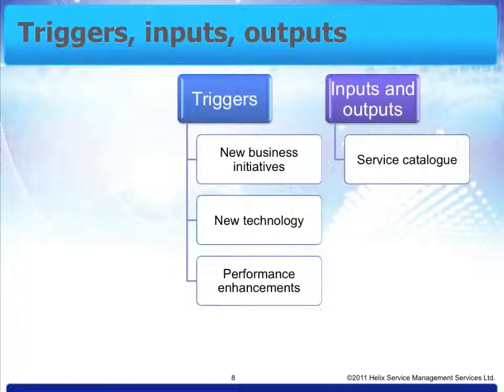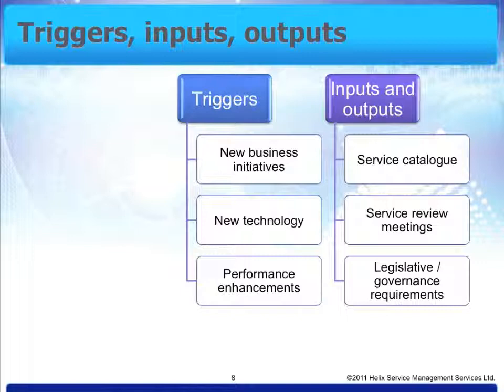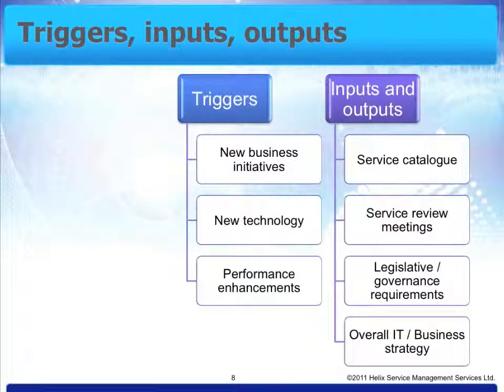We should also consider what the inputs and outputs are that we need. Use of the service catalogue, service review meetings, and of course, new legislation or governance requirements from the organisation will be important to us. Overall, we need to make sure that our IT and business strategies are in alignment and that improvement continues to make sure that this is the case both now and in the future.